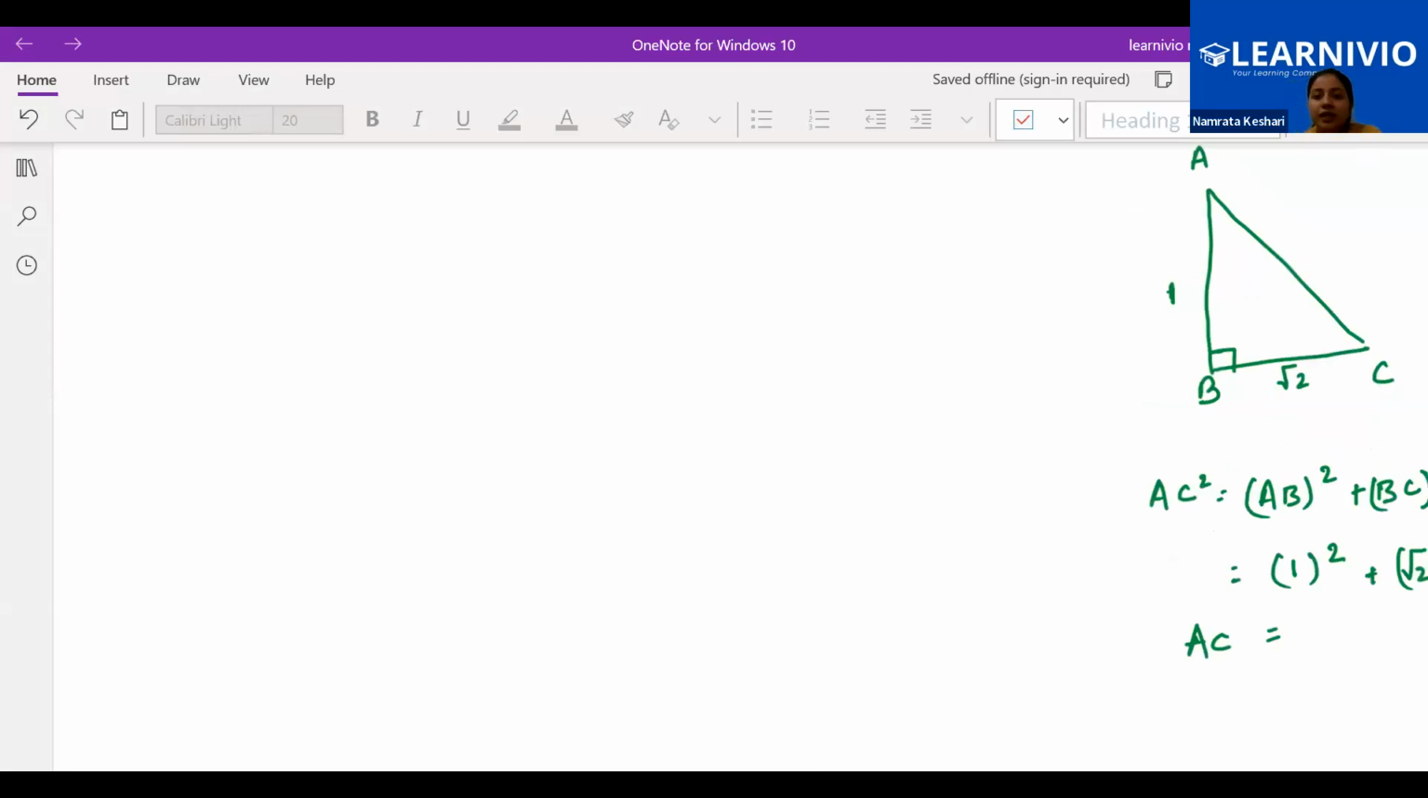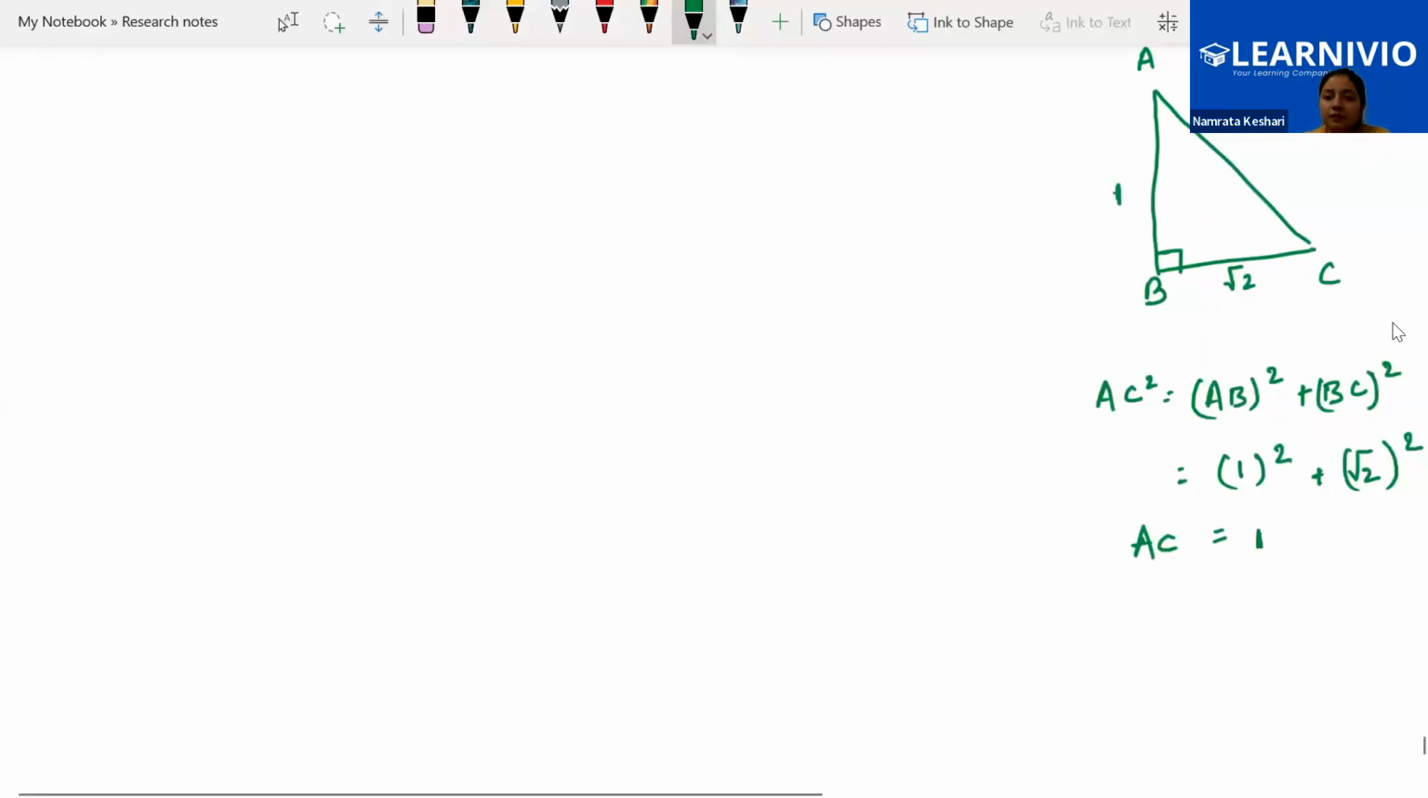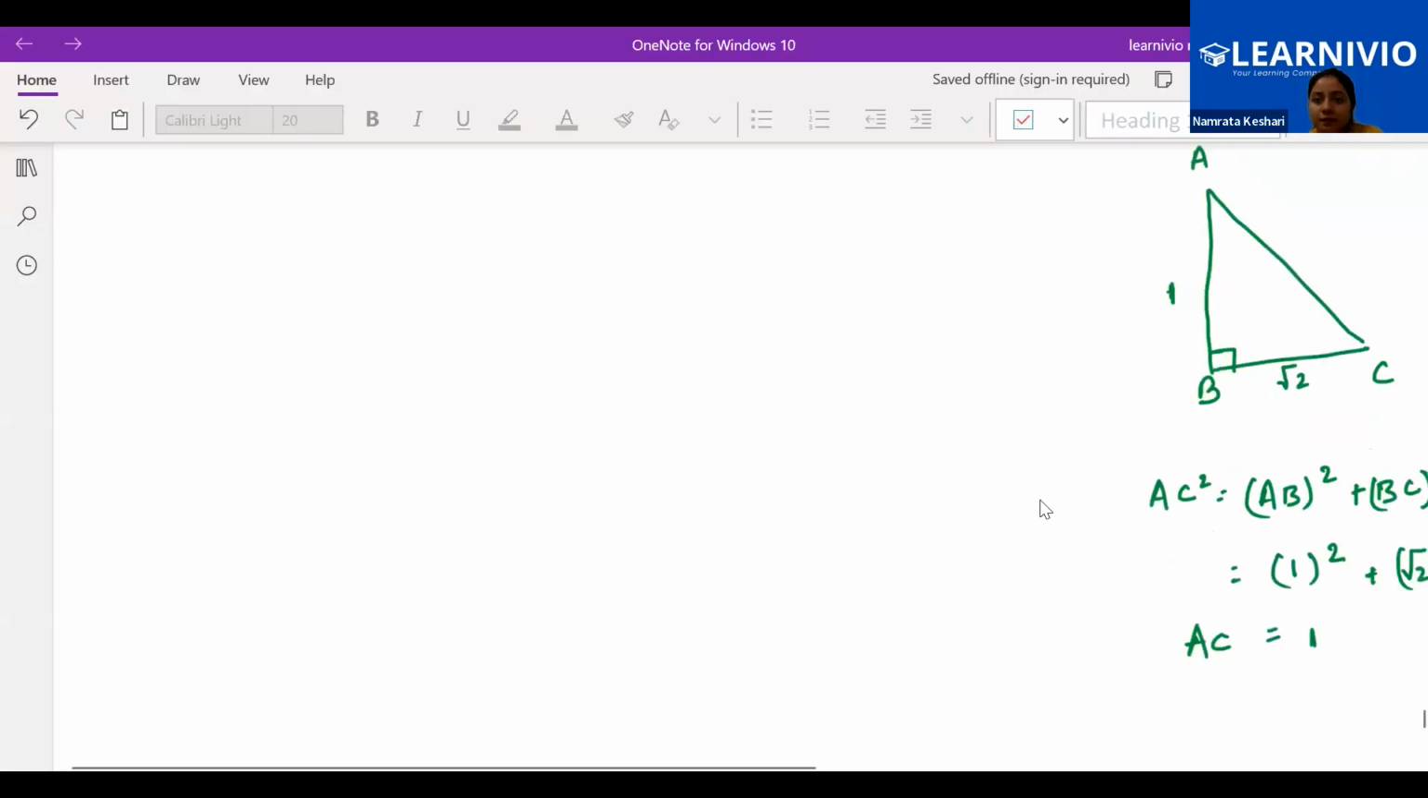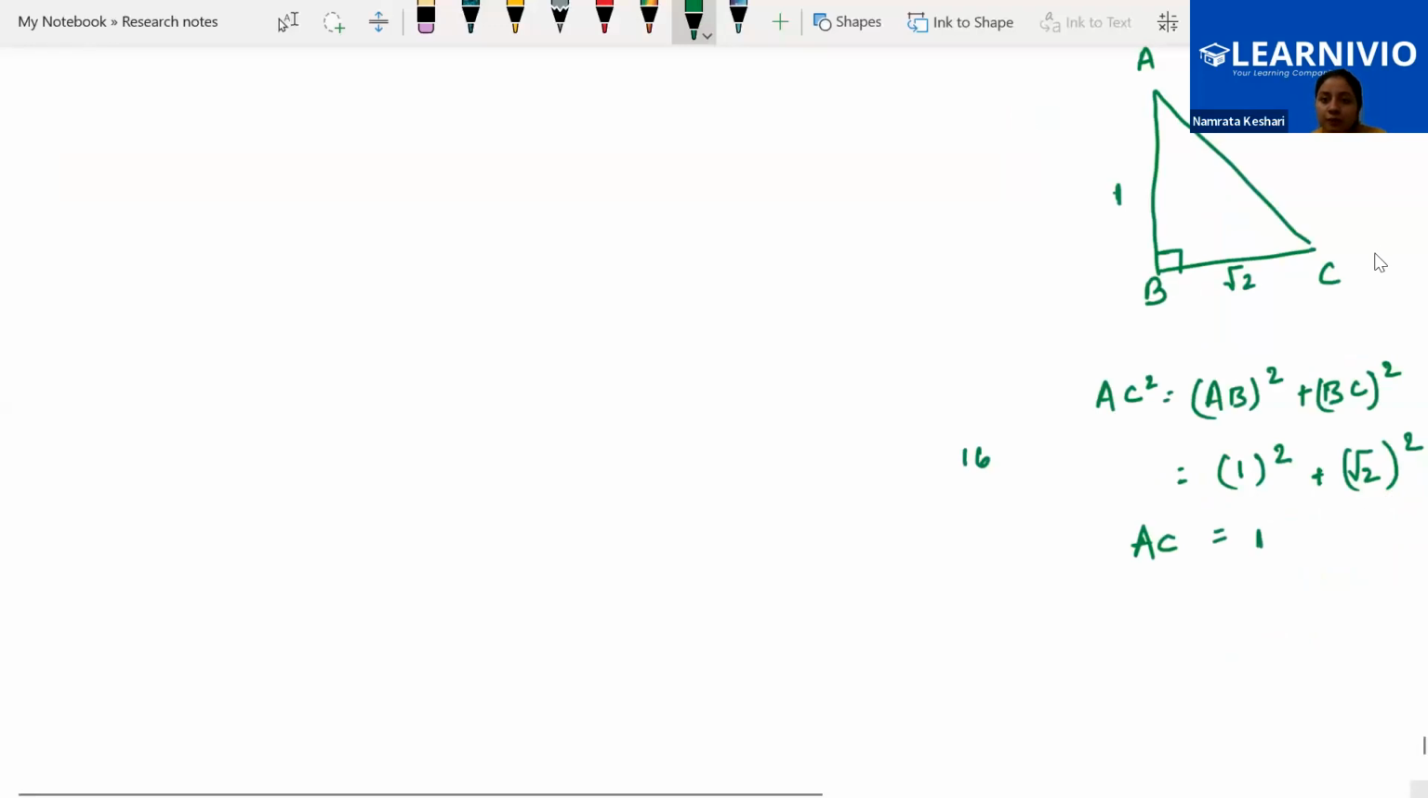Shamya and Saad, what are you getting as AC? 1 square is 1. Ma'am, root 16. 2 square is what? Yes, sir. Ma'am, 16. 16 you are saying? Yes, Samya. Ma'am, 4. Okay, ma'am, you said 4.